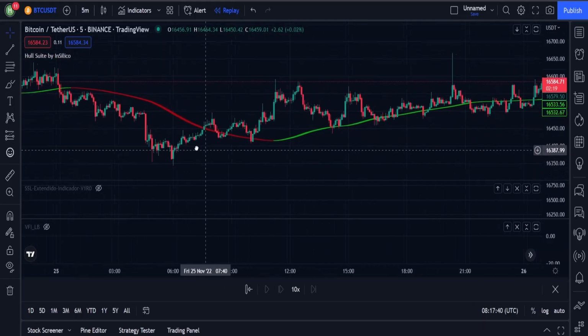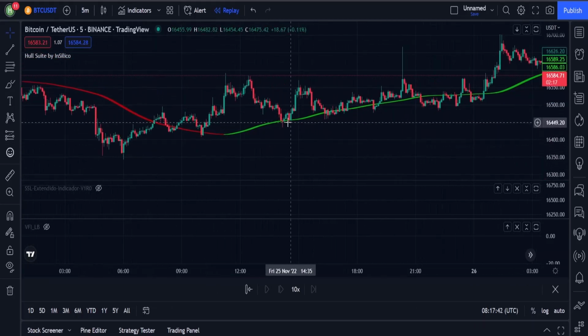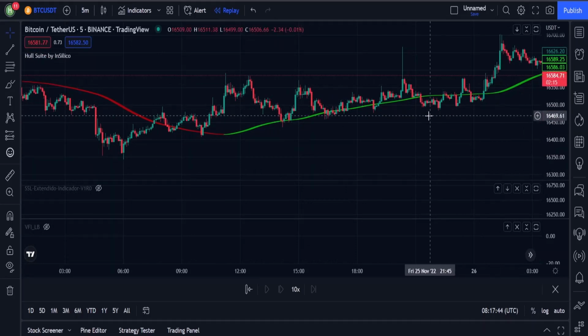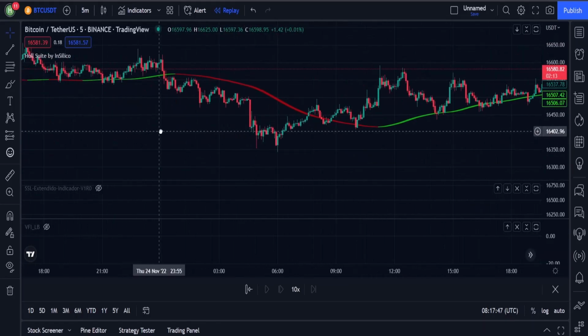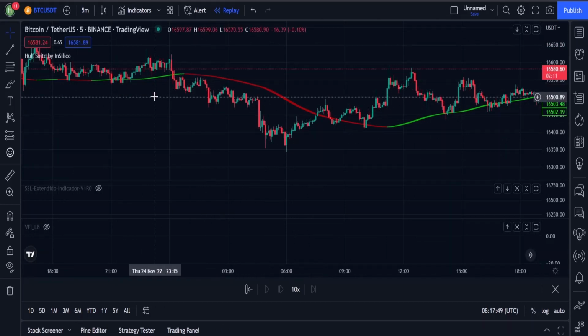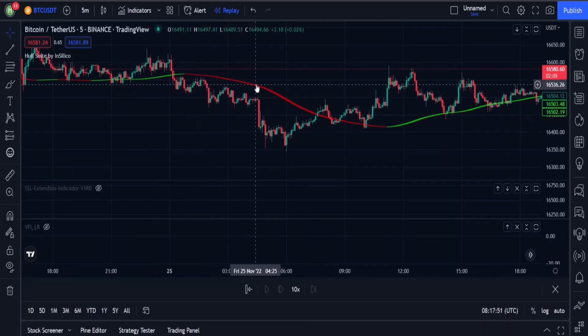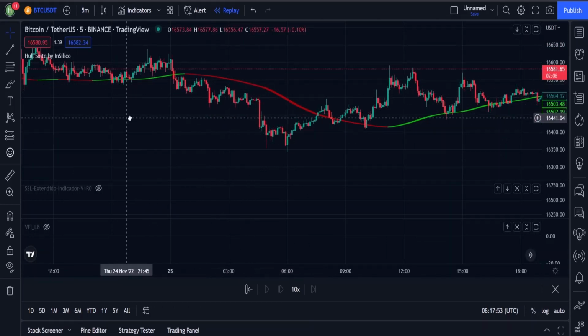If the price action is closed above the Whole Suite line and the line is colored in green, the market is considered in an uptrend. And if the price action is closed below the Whole Suite and the line is colored in red, the market is considered in a downtrend.